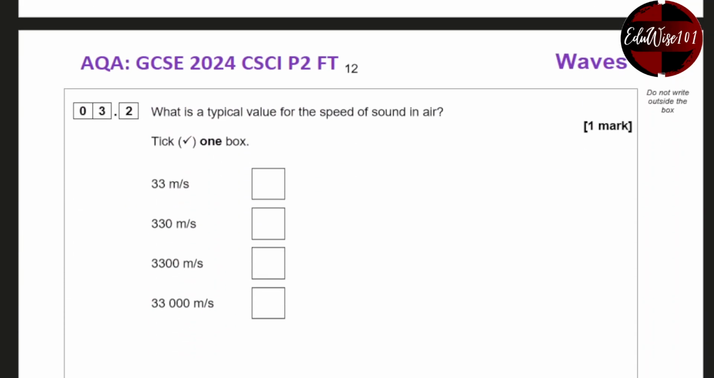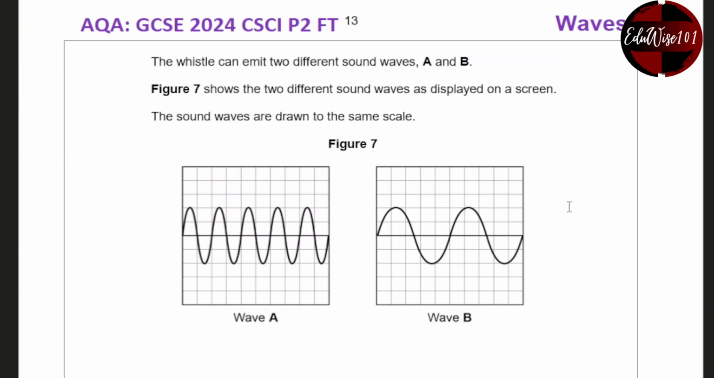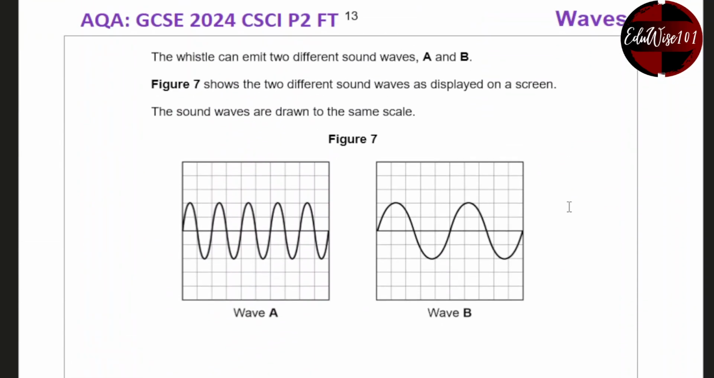What is a typical value for the speed of sound in air? Now, the speed of sound in air is 330 meters per second. It ranges between 330 to 340. So average is about 330. The whistle can emit 2 different sound waves, A and B. Figure 7 shows 2 different sound waves as displayed on a screen. The sound waves are drawn to the same scale.